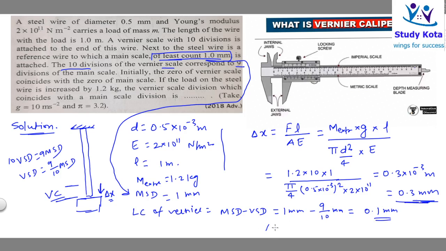So we can say that the third division of the vernier will coincide. So what will be the answer here? Okay. And you know very well what the vernier scale is. Okay. So keep revising it.